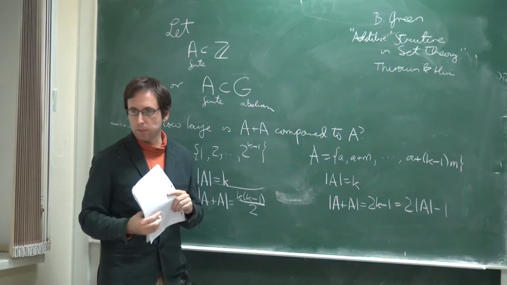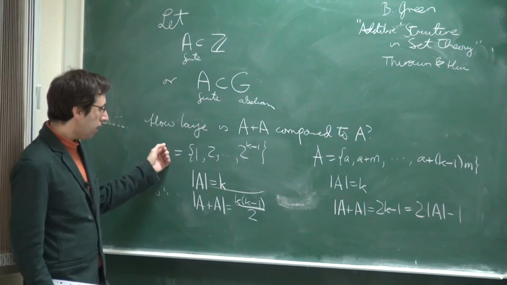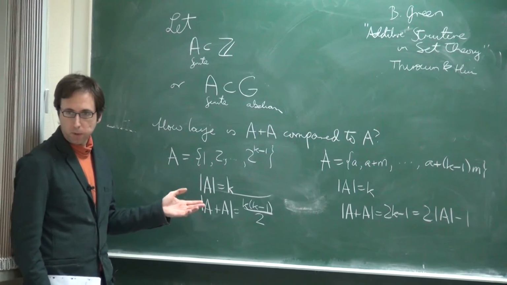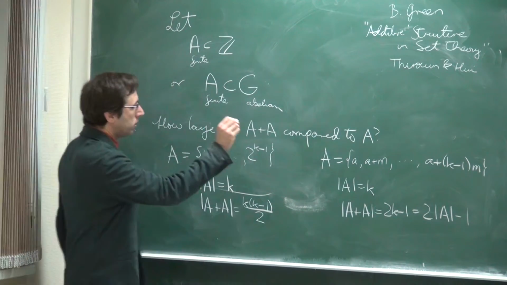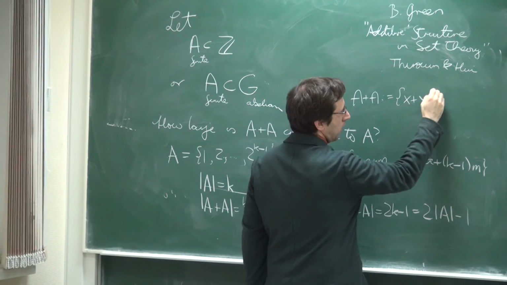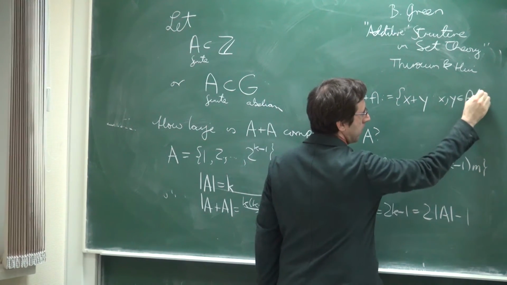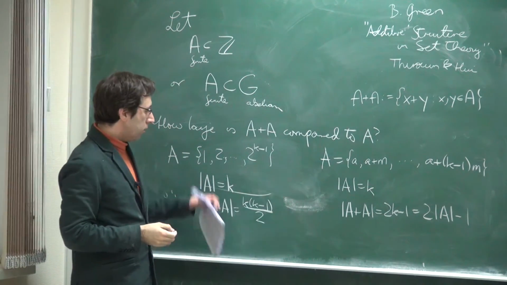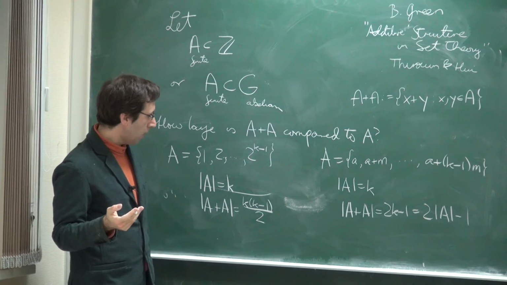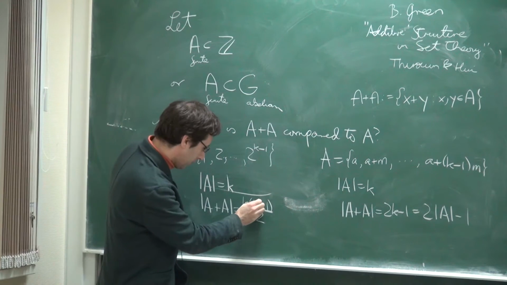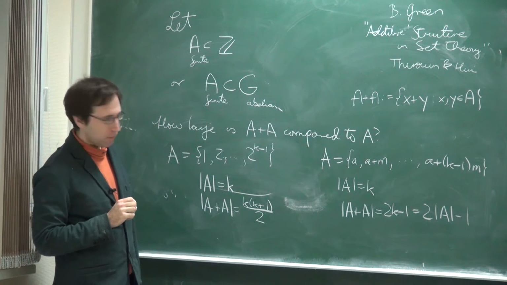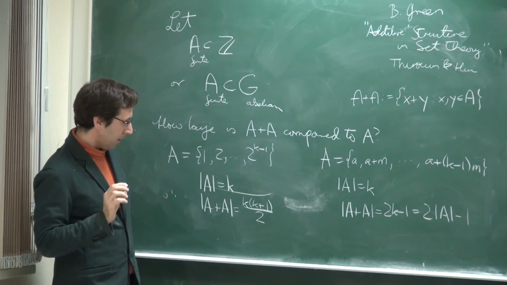Whereas you have the opposite extreme in the case of an arithmetic progression. By A plus A, I mean the set of all sums of two elements of A. Here any sum of two elements is distinct. In fact, I think this is K plus 1. Sorry, is this correct? Yes, I think it is correct now.